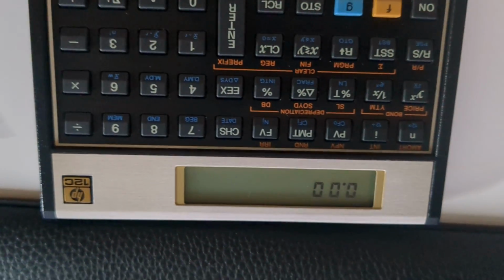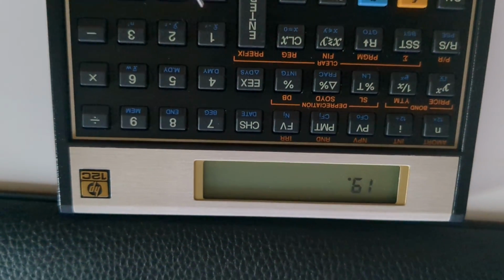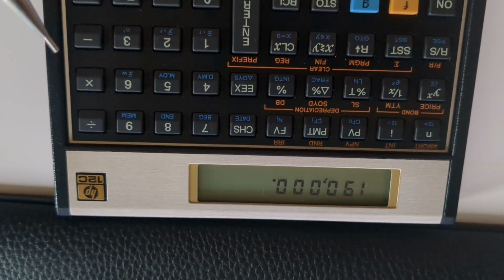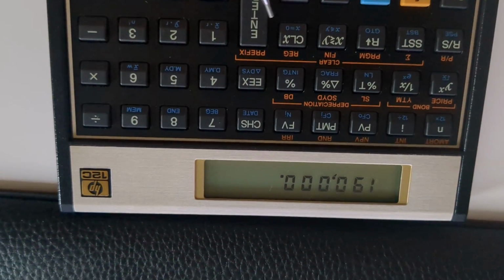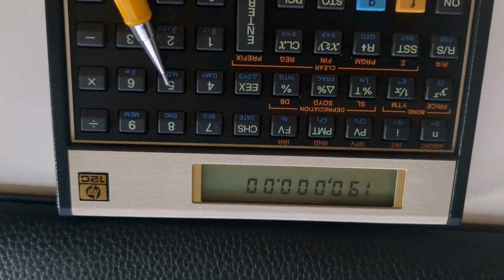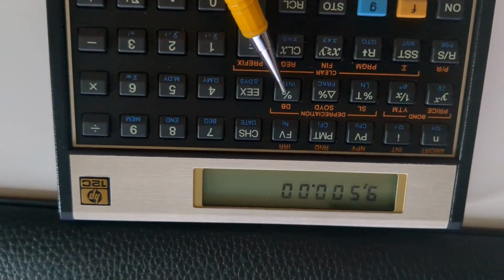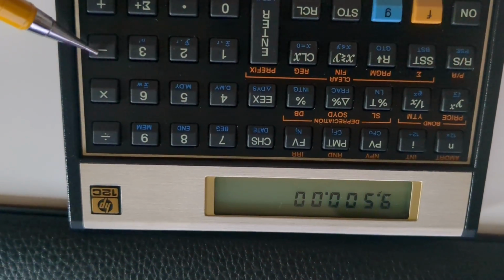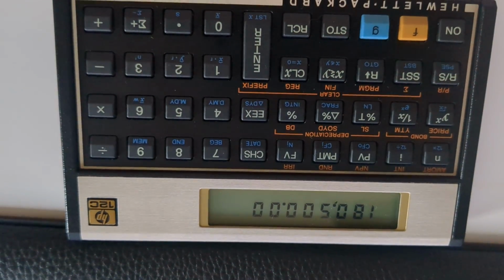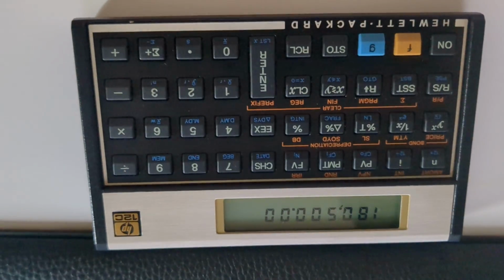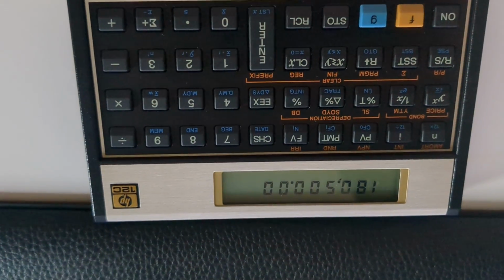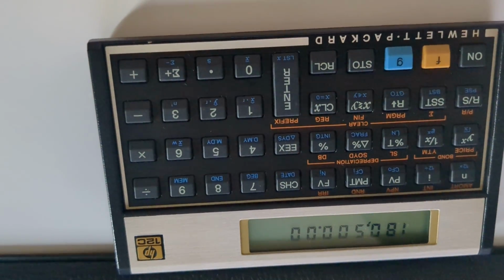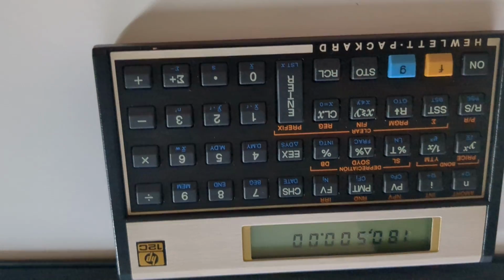I'll show that once again. It's 190K, enter, 5%, that's it, and minus. So this is how you do that calculation on this calculator. And let's try another one.